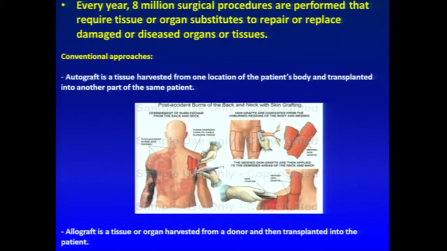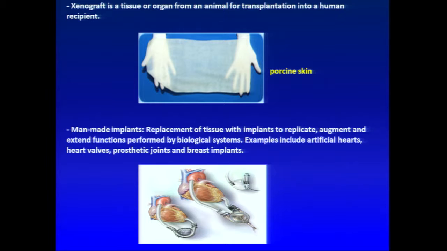We need tissue and organ substitutes to repair damaged tissues or organs. But right now, people use autografts, tissue from the patient's own body, or allografts from donors, and they even use xenografts from animals, or man-made implants like artificial hearts made from titanium alloys. The problem with man-made implants is that they are made of metals, right? It's not a live material. It stays forever over there.